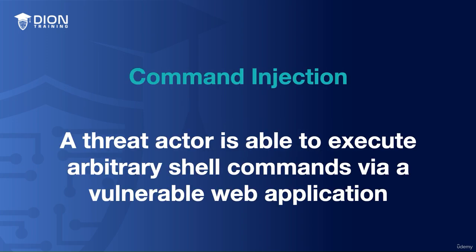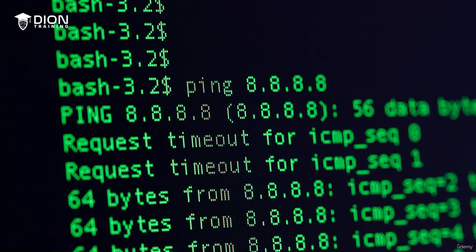Second, we have a command injection. Now, a command injection occurs when a threat actor is able to execute arbitrary shell commands on a host via a vulnerable web application. For example, if you have a web application that allows a user to test the connectivity with a remote website or server by simply entering in the IP address or host name, and then on the back end, you're going to use the ping command, this could be subject to a command injection by simply appending a command to the app.